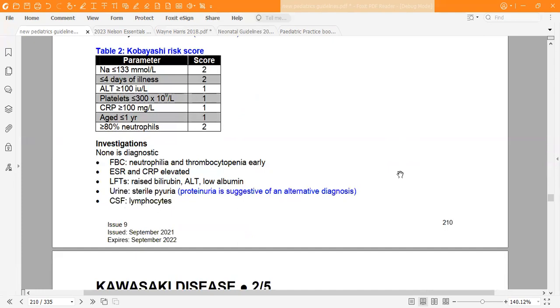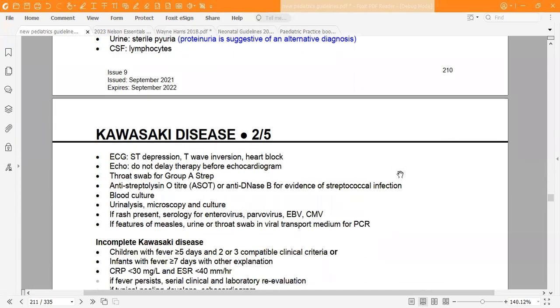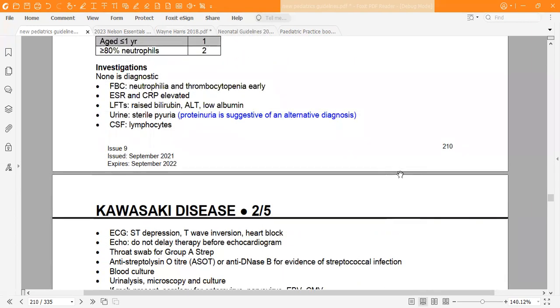None is diagnostic. Full blood count, ESR, liver function test, urine, CSF, ECG, echo, throat swab for group A strep, anti-streptolysin O titer, blood culture, urinalysis, microscopy and culture. If rash present, you'll do a couple of serology tests. Okay, that's in brief. I just read the outlines of the investigations. So let's take it one by one now.